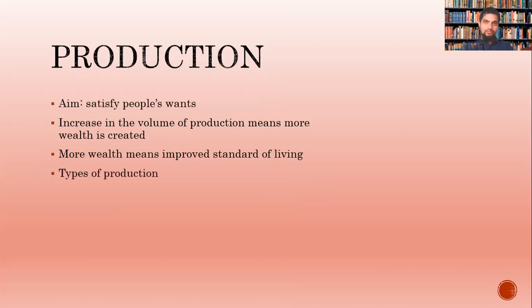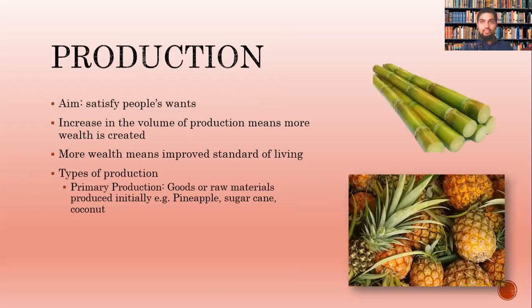Types of production, there are two main types. One is called primary production. In primary production, the goods or raw materials are what is being produced initially. So primary production is what you produce at the first stage. For example, you grow a crop, you grow pineapples, what you produce is pineapple. Sugarcane, you get the sugarcane stem, or coconut, that's primary production. And we can use these things. We can eat the pineapple, we can eat the cane, we can use the coconut water. So all of that would be referred to as a primary level of production.